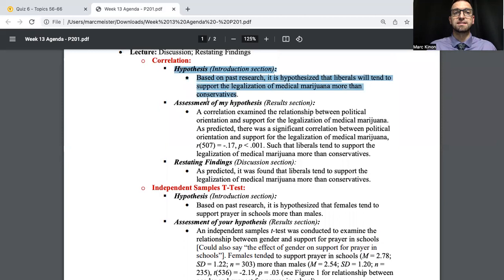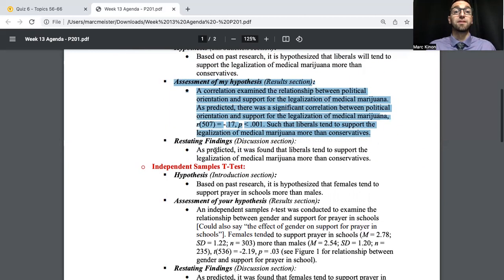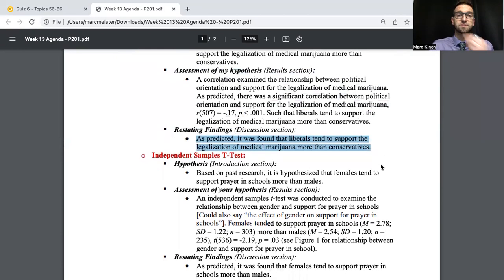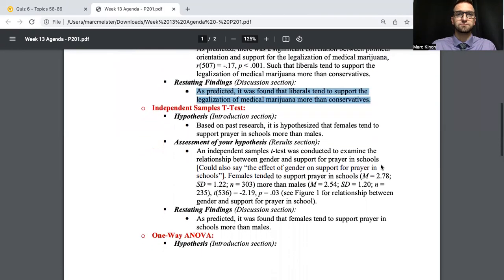You go from hypothesis, and then this is your stats language. And then when you restate this finding in your discussion, it's just one sentence per finding, really. As predicted, it was found that liberals tend to support the legalization of medical marijuana more than conservatives.